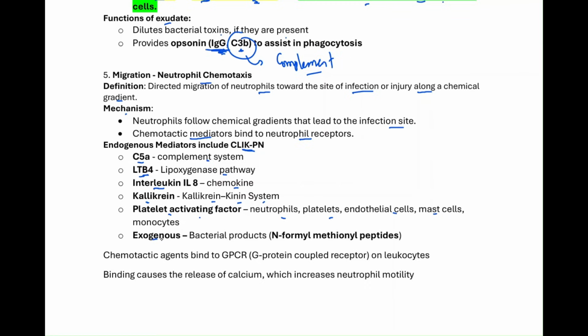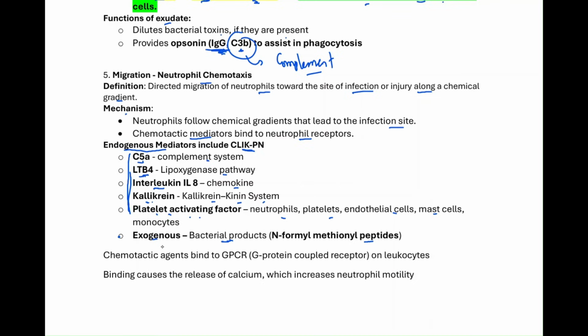And the last one there is the exogenous source, which is going to be the bacterial product, N-formyl methionine peptide. So these are all our neutrophil chemotaxis mediators. The first few there, C5a, LTB4, interleukin 8, kallikrein, platelet-activating factor, those ones they are what?